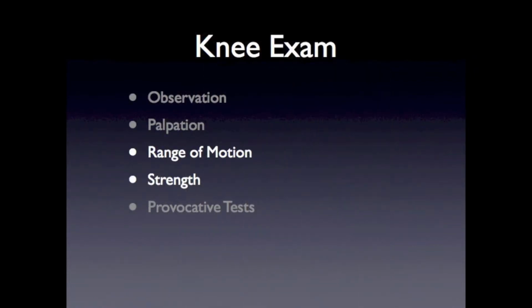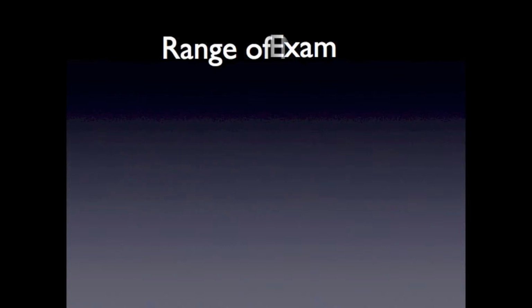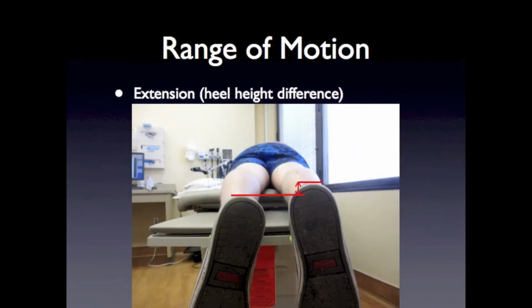After observation and palpation, we will move now to the knee range of motion and strength. There are several ways to detect knee range of motion. You can have the patient lay prone on the table and look for a difference in heel height to see if there is full extension.